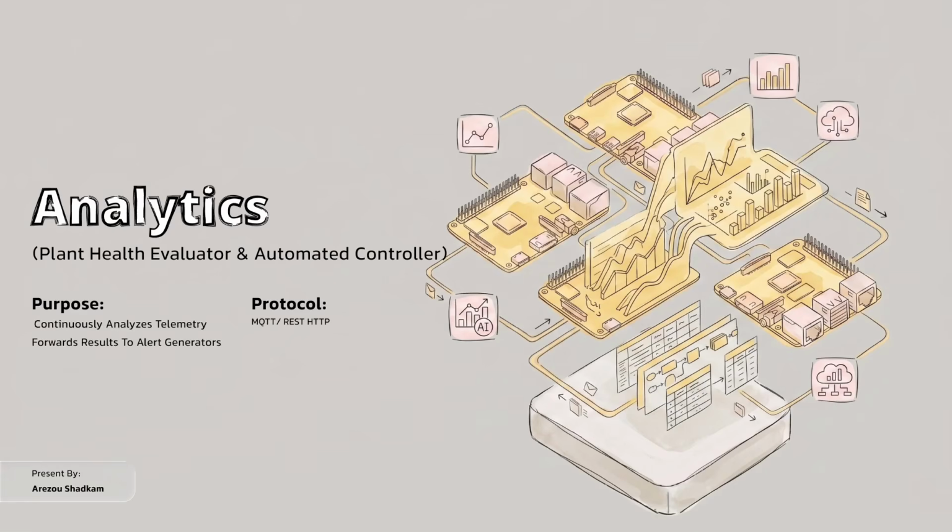The analytics service is responsible for processing the sensor data coming from our Raspberry Pi devices. The Raspberry Pi publishes the temperature, soil moisture, and humidity measurements through MQTT, and the analytics subscribes to this sensor topic and receives the measurements in real time.